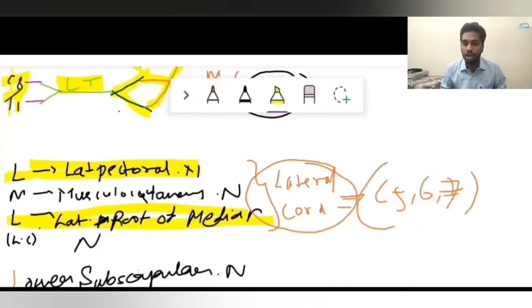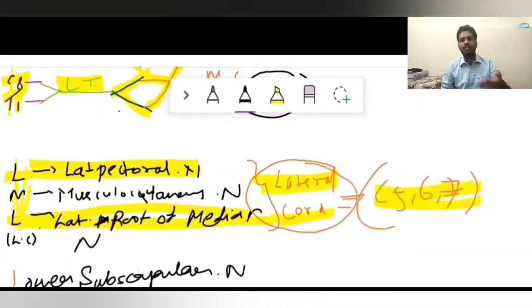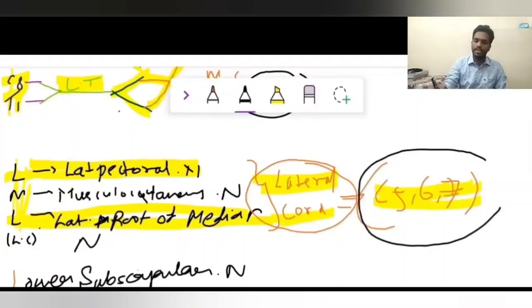Now what next? We will not talk about the posterior cord now. We'll talk about the posterior cord at last. First, after lateral, we will talk about the medial cord.